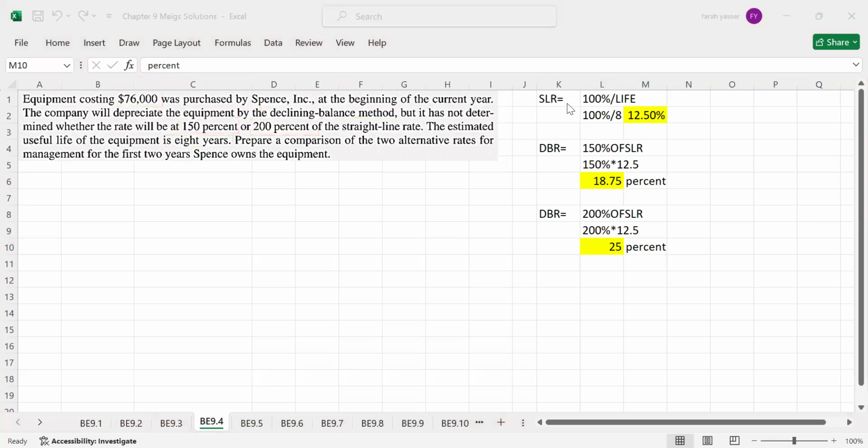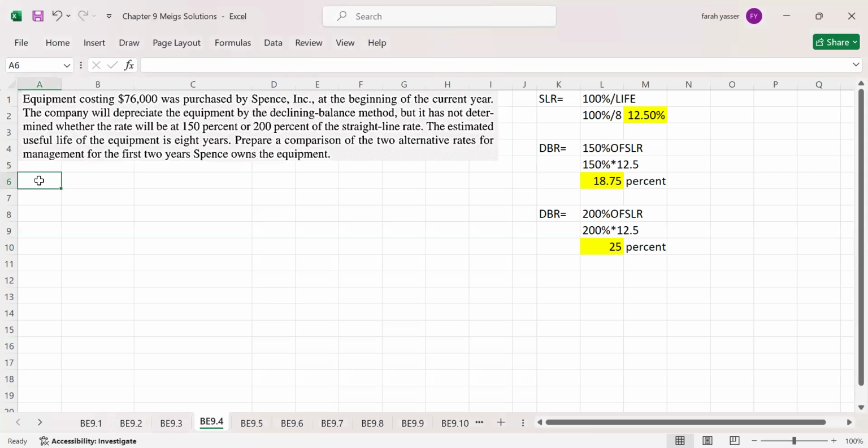So far, first of all, we have calculated the straight line rate, which is 12.5%. Then we converted 150% and 200% into straight line rate. Here you can see 150% or 200% of the straight line rate. So we simply multiply 150% with 12.5 and 200% with 12.5 to get the reducing balance or declining balance rate, which is 18.75% and 25%.